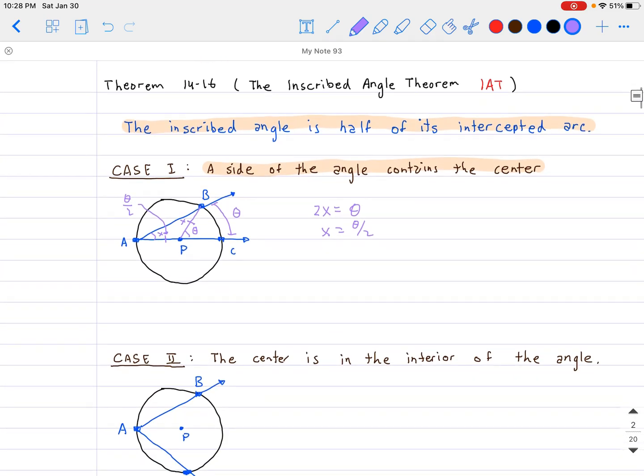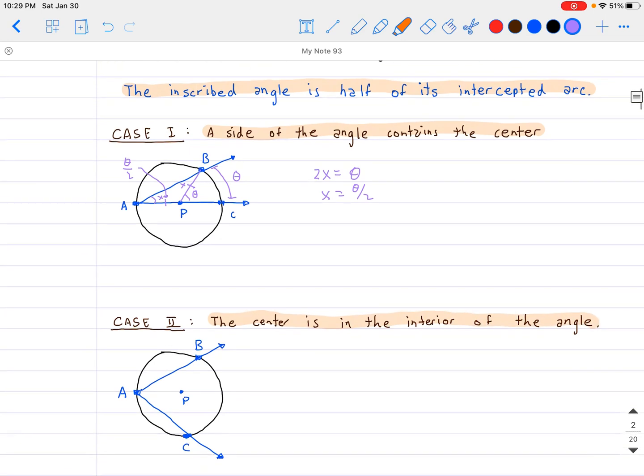Now, case number 2 says, what happens if that doesn't happen? What if the center is inside the interior of the angle? Well, that one's not too bad because now we can build off of case number 1. Here's what we can do. We can create a line segment, more specifically that chord that is going to be the diameter, just like in case number 1, and we will have 2 of those situations then. So here, we're just going to create the diameter as we said.